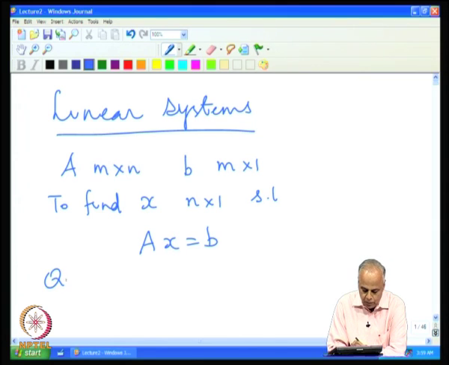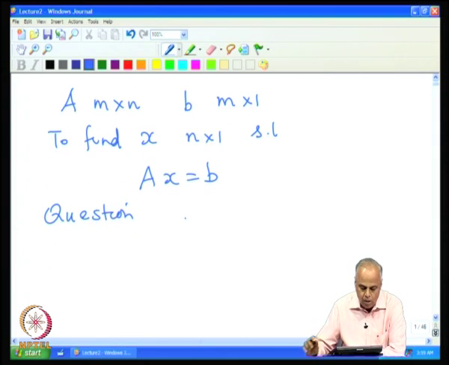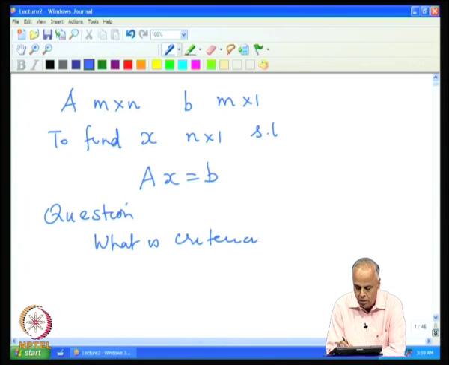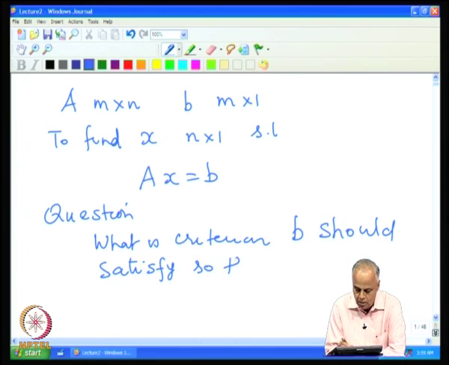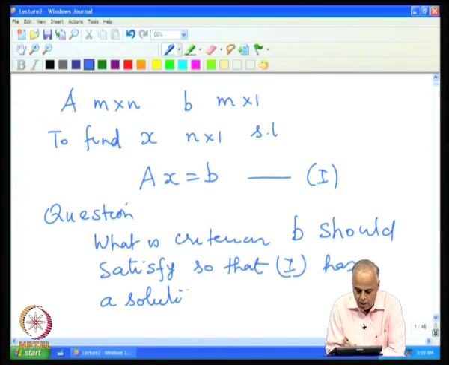The first basic question that we raised was, what is the criterion B should satisfy so that the system 1 has a solution. That was the first fundamental question.